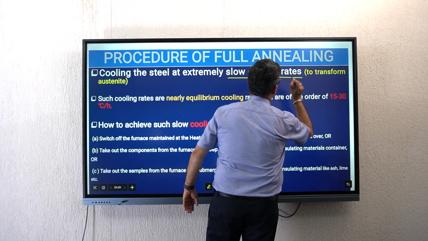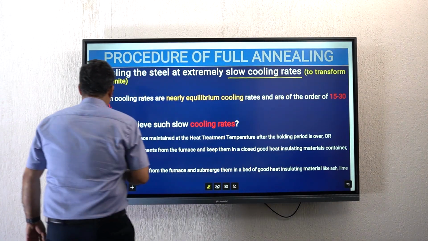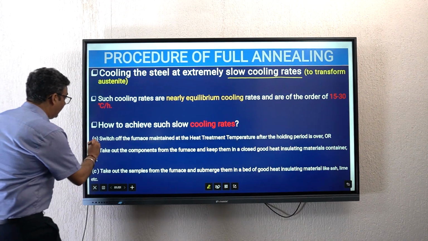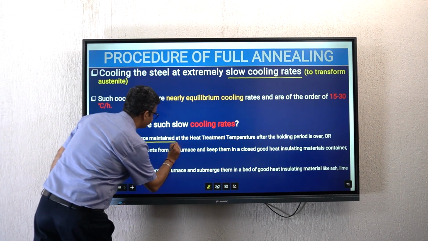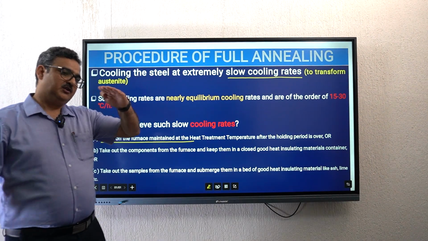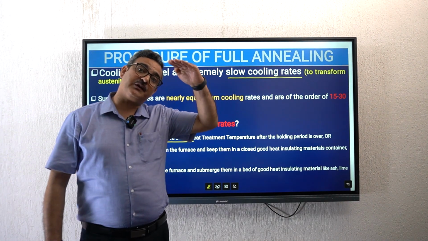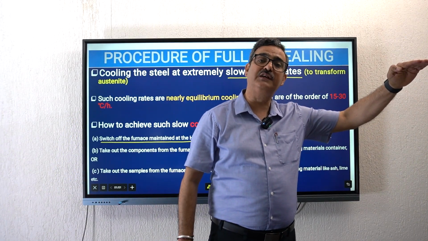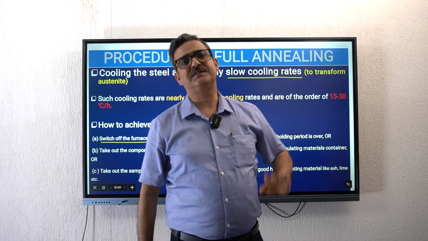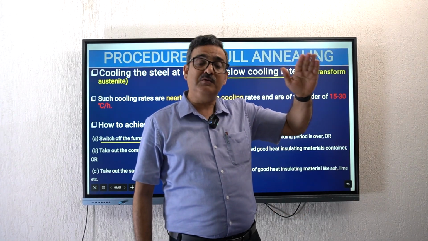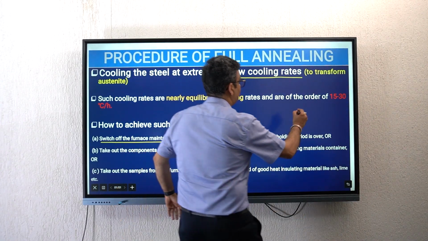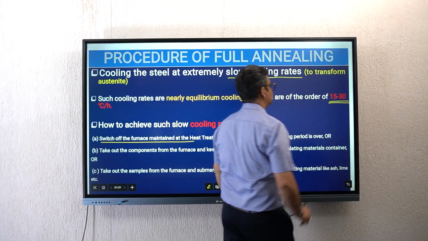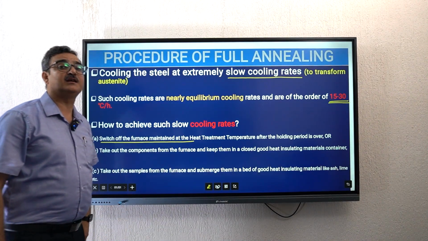How do we get such slow cooling rates? Students, either you switch off the furnace from the heat treatment temperature. In the first step, you took the steel components to the heat treatment temperature. In the second step, you held them for some period of time over there. Now, switch off the furnace. The furnace will come down at cooling rates as slow as this, 15 to 30 degrees centigrade per hour.